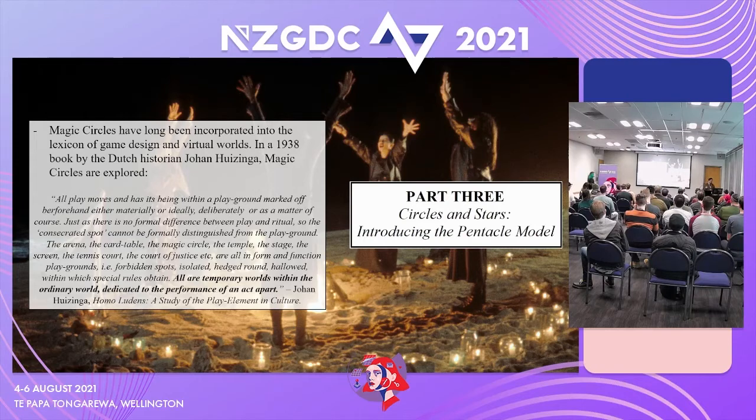Just as there are no formal differences between play and ritual, so the consecrated spot cannot be formally distinguished from the playground. The arena, the card table, the magic circle, the temple, the stage, the screen, the tennis court, the court of justice, etc., are all in form and function playgrounds, i.e. forbidden spots, isolated, hedged around, hallowed, within which special rules obtain. All are temporary worlds within the ordinary world, dedicated to the performance of an act apart.